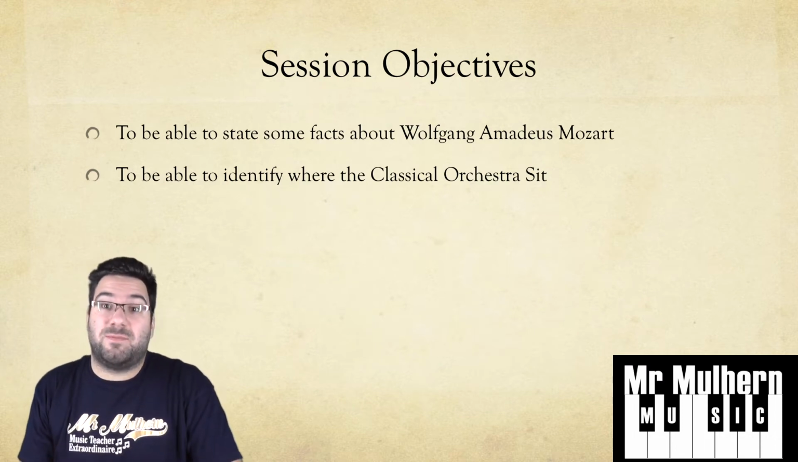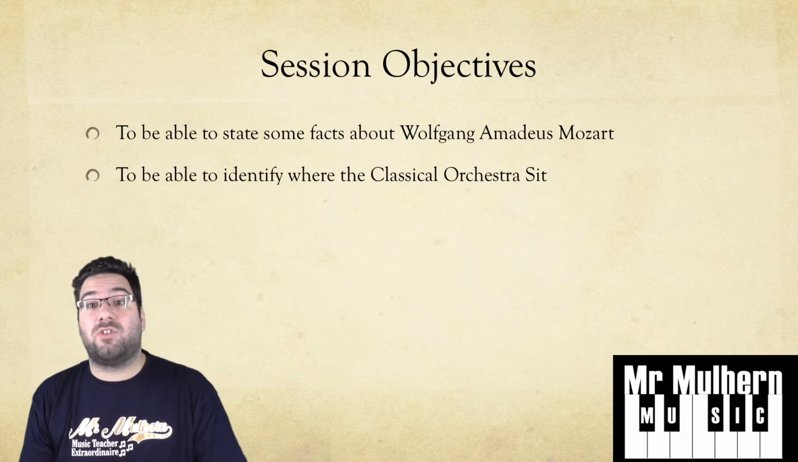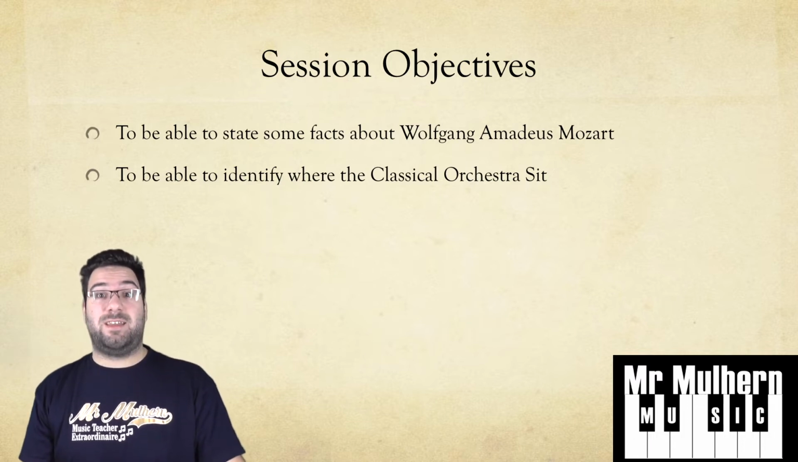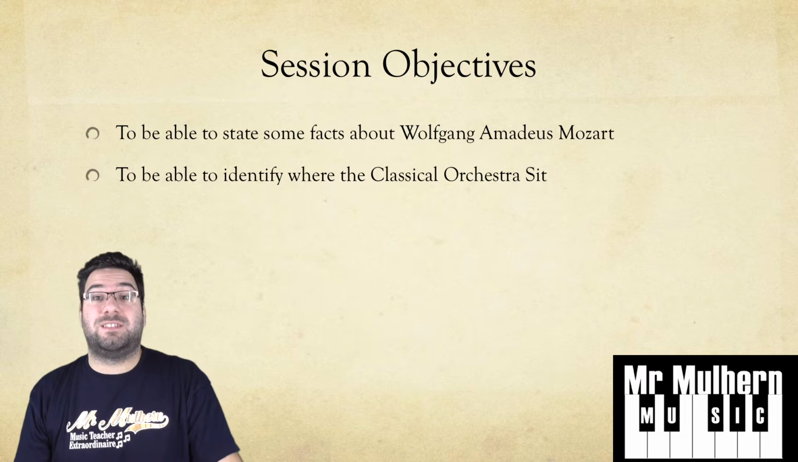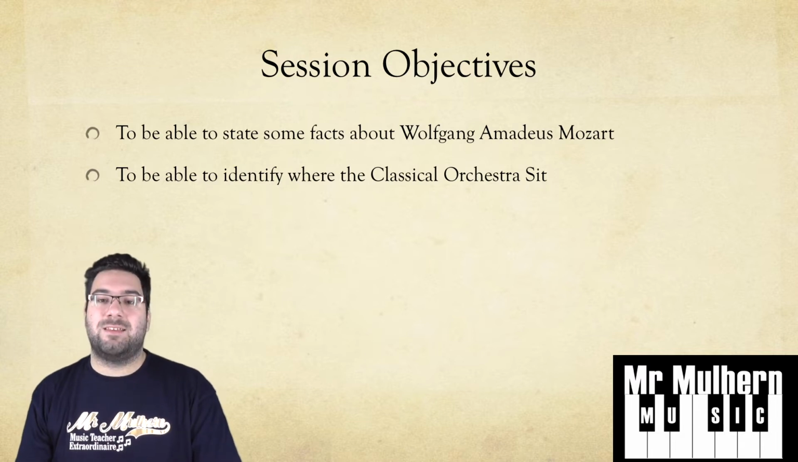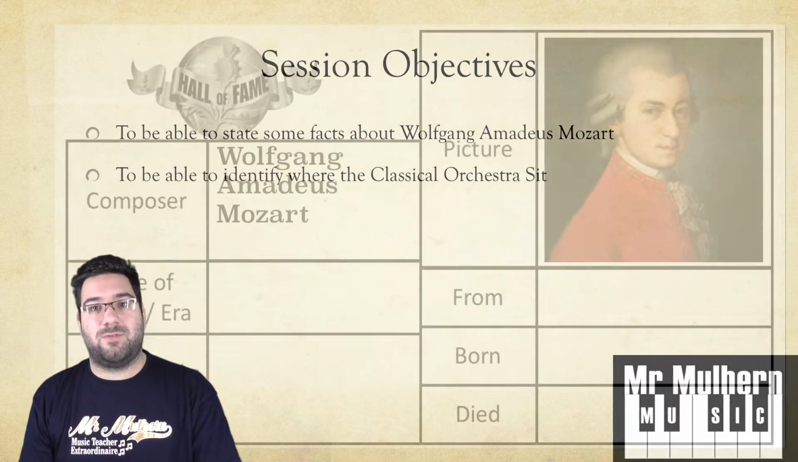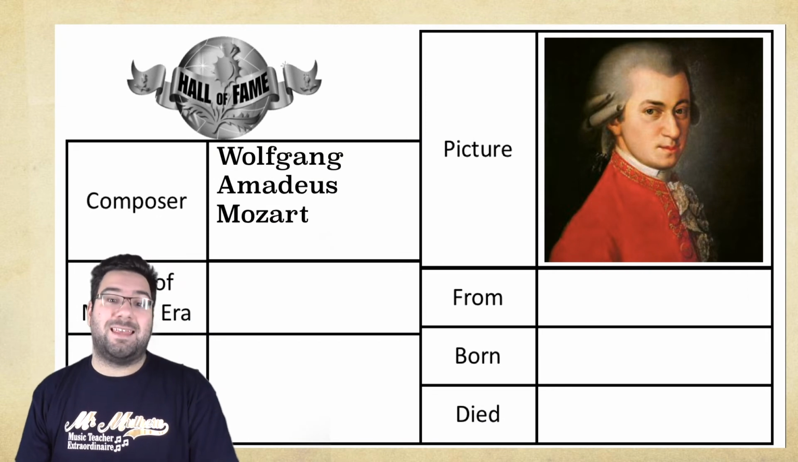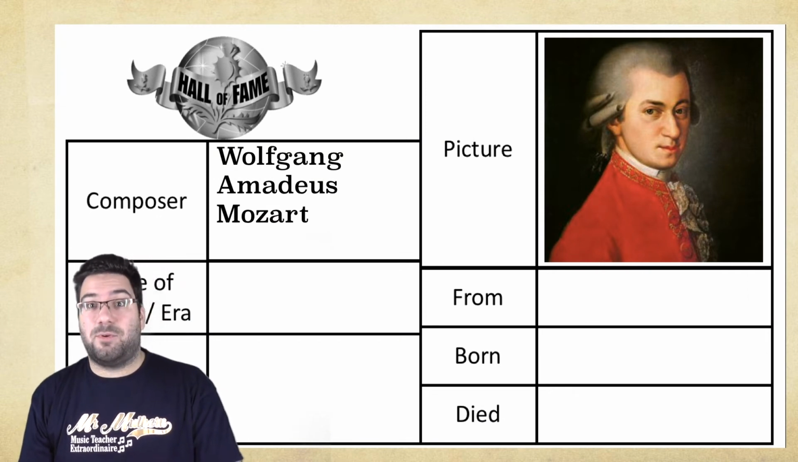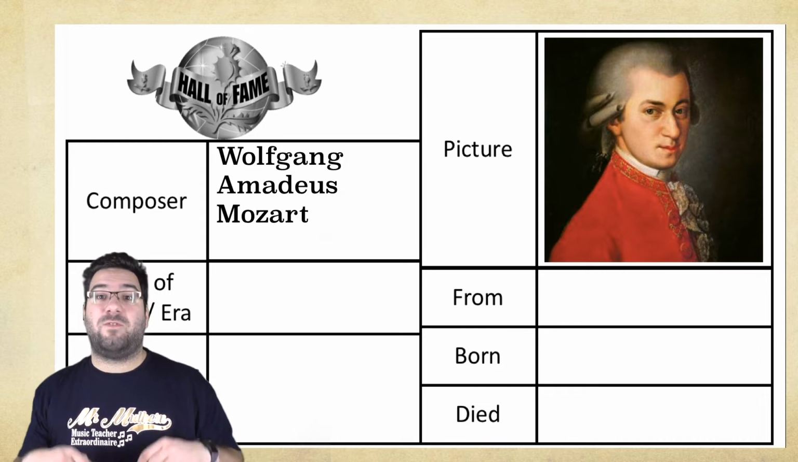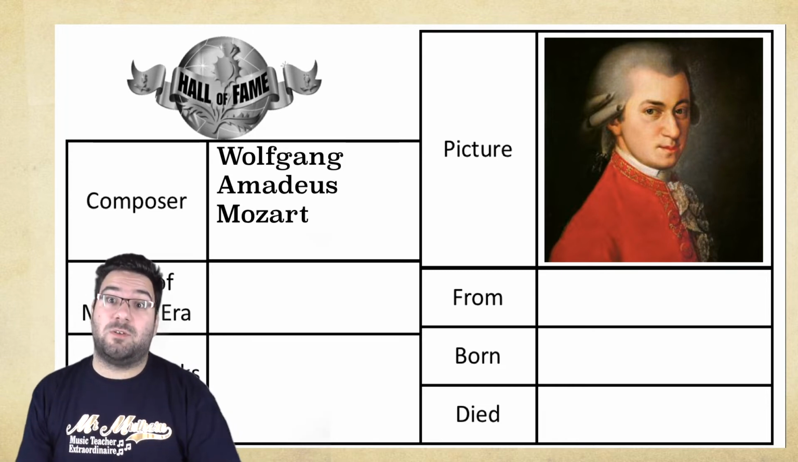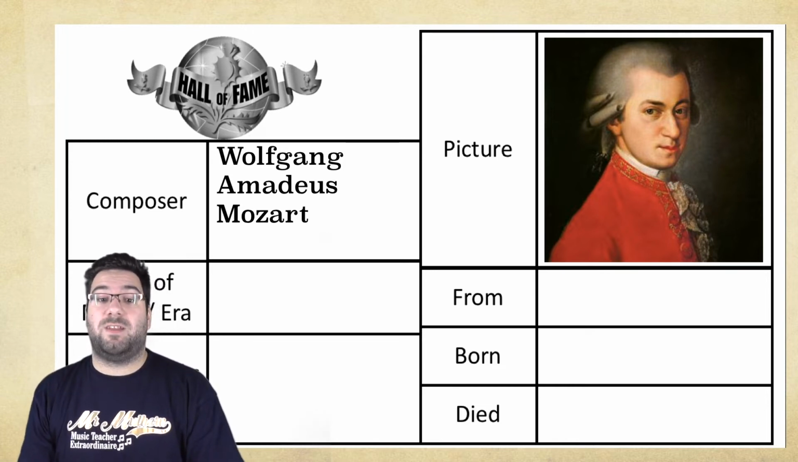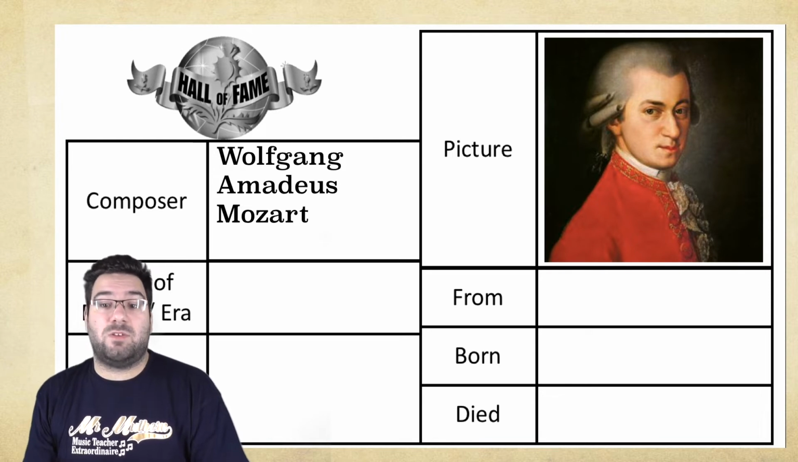You're going to find out some facts about him, and you're going to look at the classical orchestra and find out where all of the different instruments sit in the orchestra. So let's get started straight away with our Hall of Fame. Now, these are the important facts you need to know. If you download the worksheet from the description box below, you'll be able to fill out this Hall of Fame. If you haven't got that, you could make a poster about the composer if you wanted.